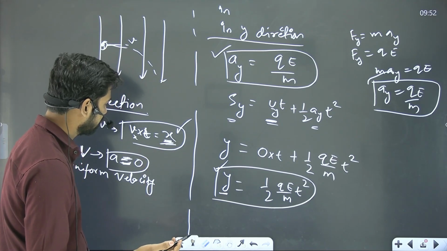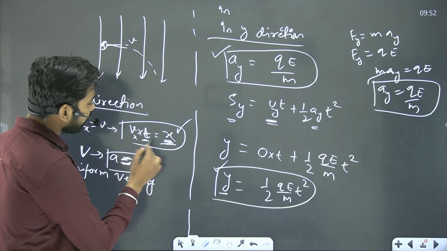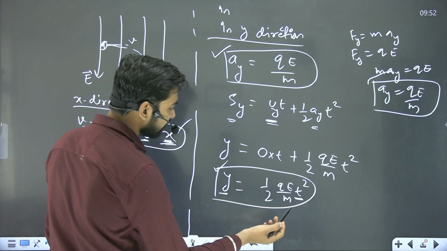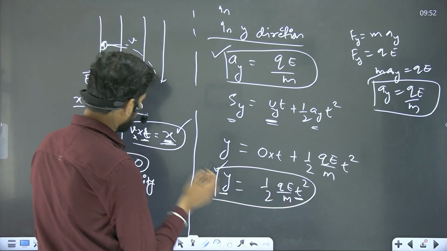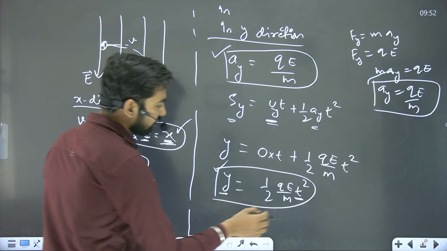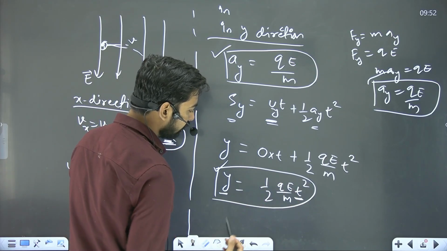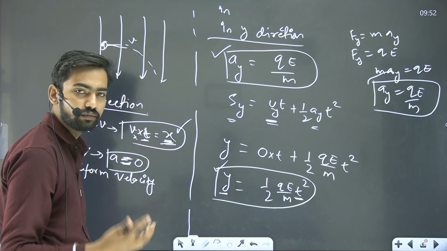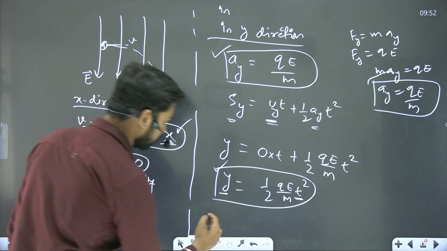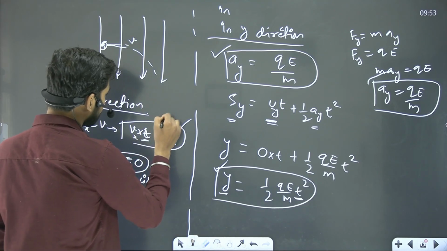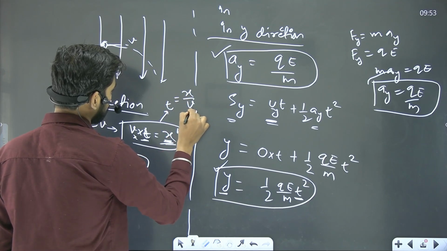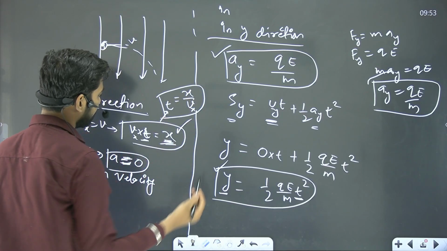Yes, sir. We are able to see that the time taken in the motion is the same. Whatever time it takes in the x direction, it is the same time taken in the y direction. Then only the charged particle can come somewhere on the ground. That's the correct thing. Sir, I can write this t as x upon vx. Yes, definitely.